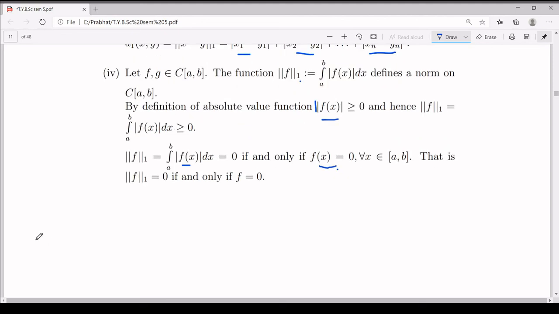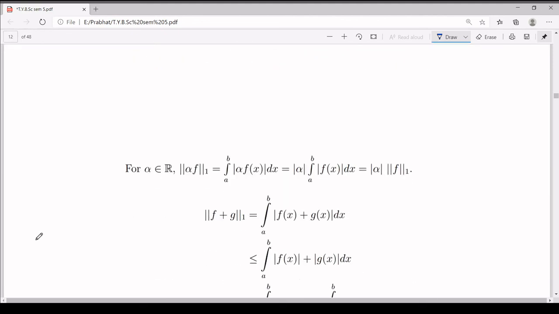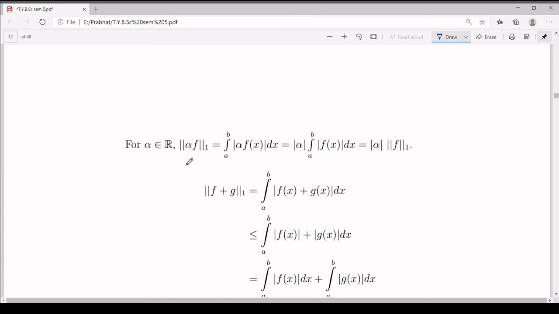Now the next part, that is for scalar alpha. For any scalar alpha you have norm alpha f as integration of mod of alpha f of x. Now alpha is constant, mod alpha is constant. You can take it outside of the integral and you can write it as mod alpha times integration of mod f of x, and that can be written as mod alpha norm f.